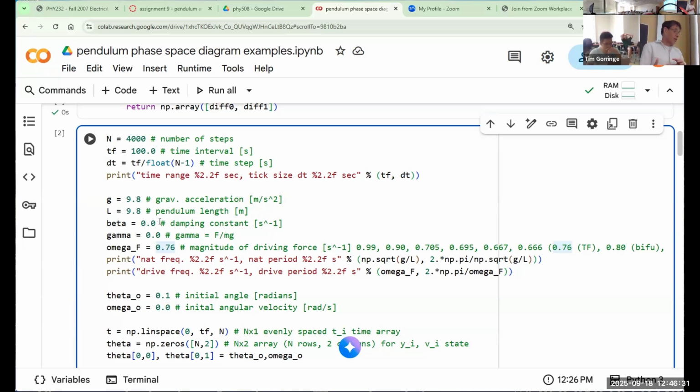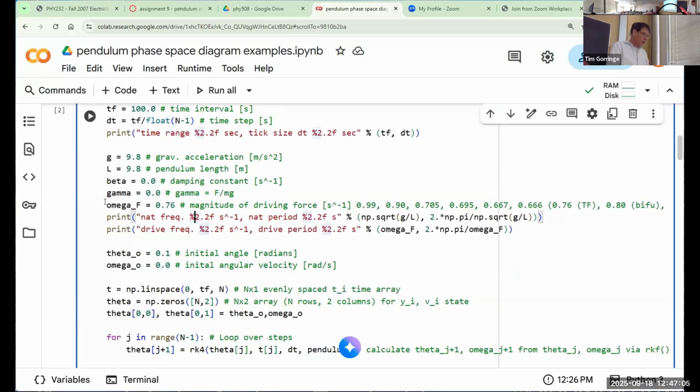I want to start this off with an undamped situation and an undriven situation. So I'm going to just set these constants here, beta and gamma, to be 0. And so that's turning off the driving force, that's turning off the damping force. So that's what I've done here.